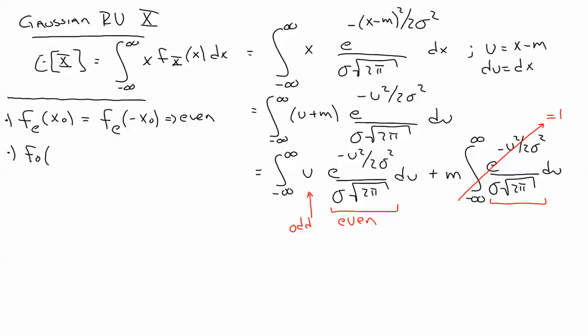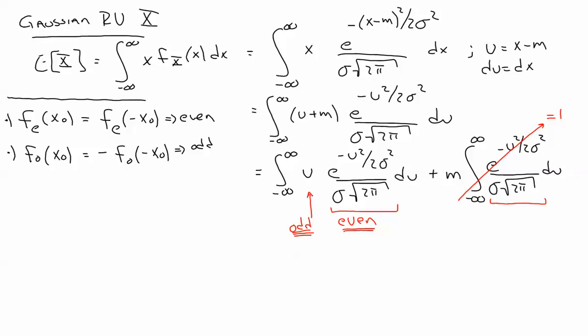An odd function is characterized by this. f sub odd evaluated at x naught is negative f sub odd evaluated at minus x naught. That's characteristic of an odd function. The sine function, sin of x, is odd. A straight line that goes through the origin is an odd function. So here, u is a straight line function, a linear function that goes through the origin. It's an odd function. Here I have a zero mean Gaussian function that's even.